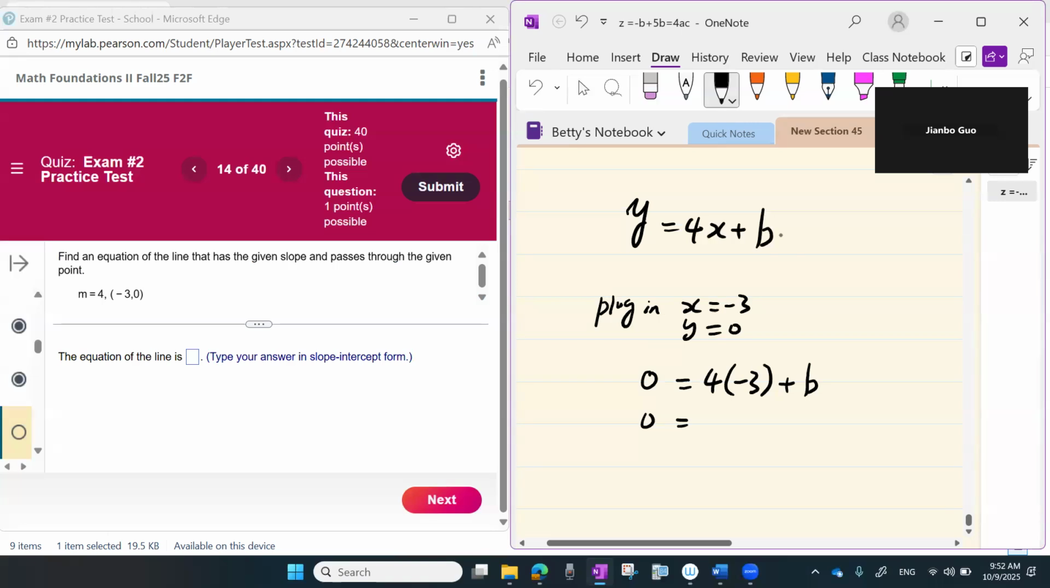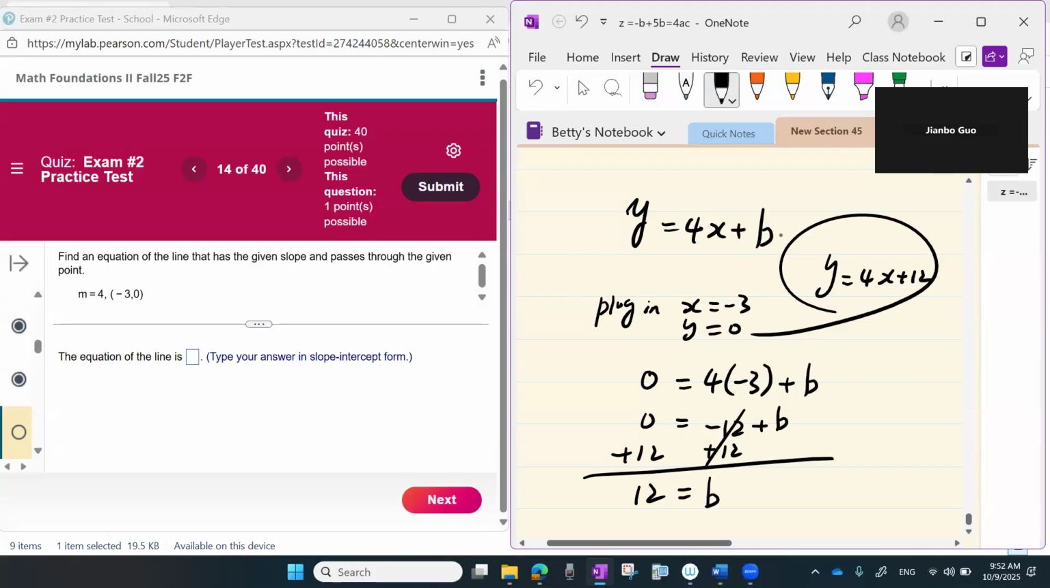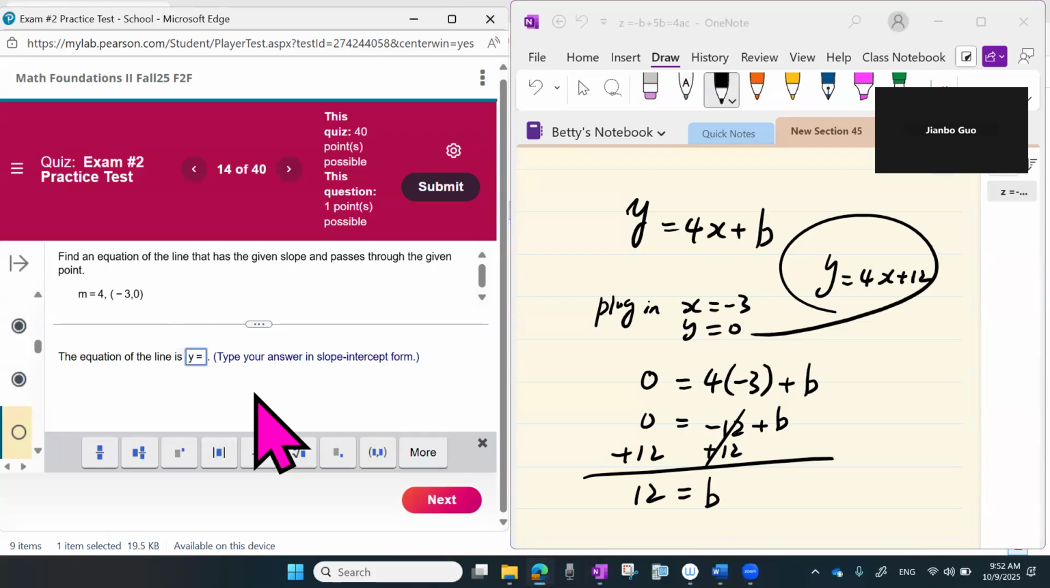4 times -3, -12, plus 12 to each side. b is 12, so the equation is y equals 4x plus 12, okay? y equals 4x plus 12.